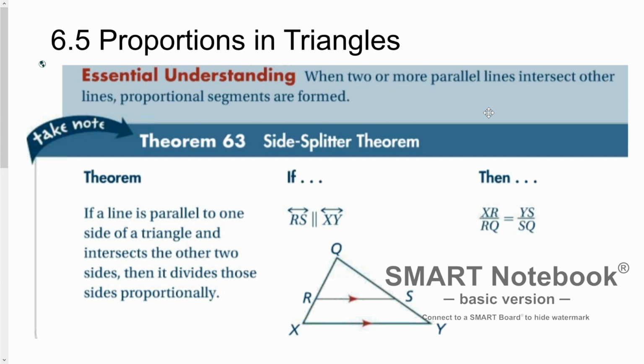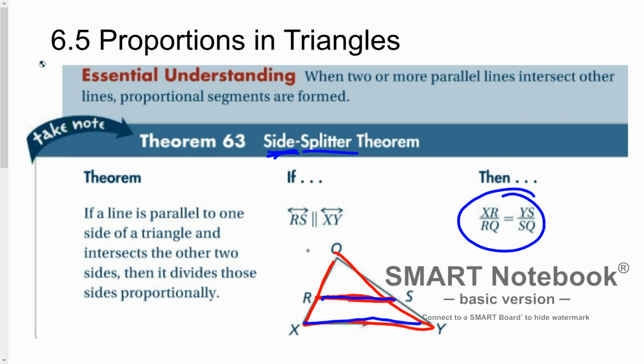Chapter 6. We're talking about proportions in triangles. So we have this side splitting theorem that basically says if we have a triangle and we have another line that intersects two of those sides and is parallel to the third. So here's our triangle, and we have a line that intersects two sides of the triangle right here, and it is parallel to the third side right here.